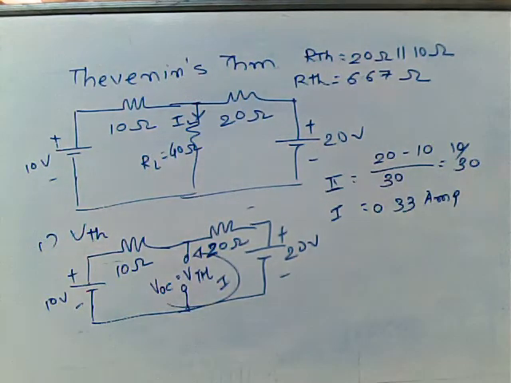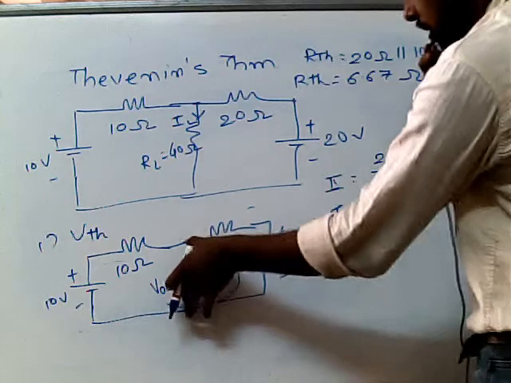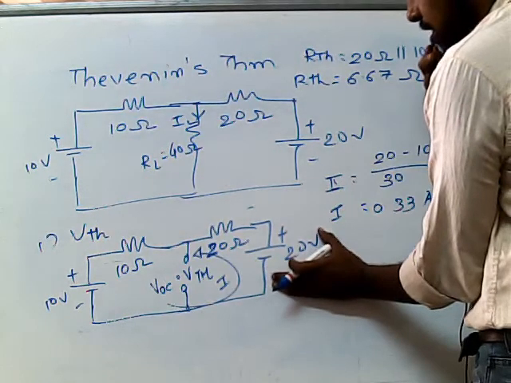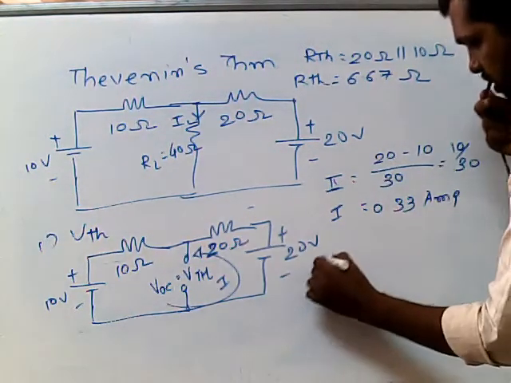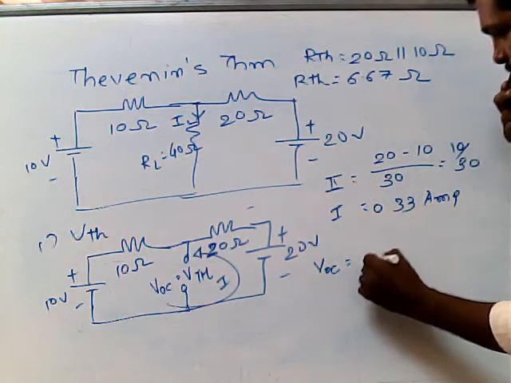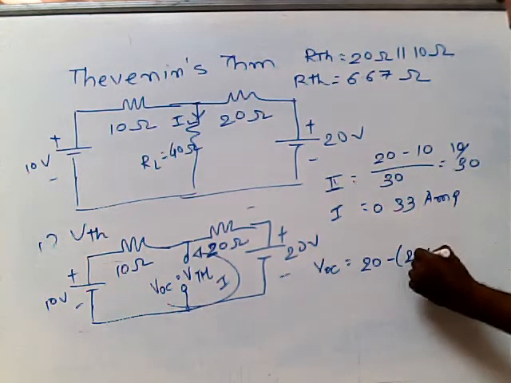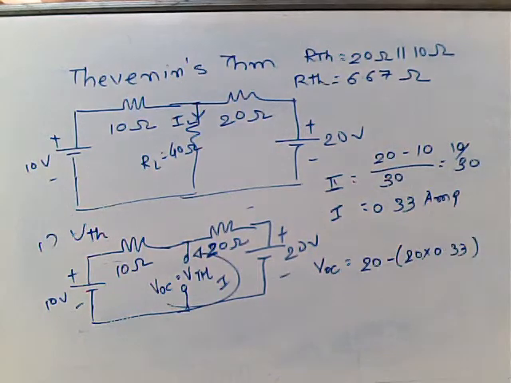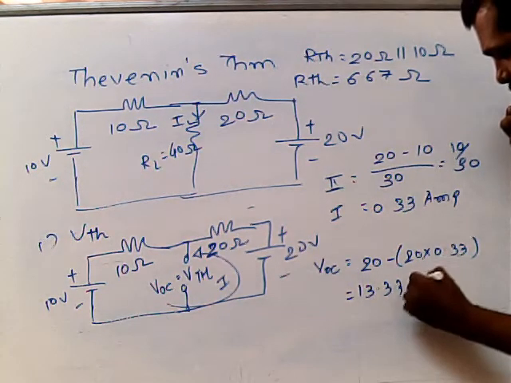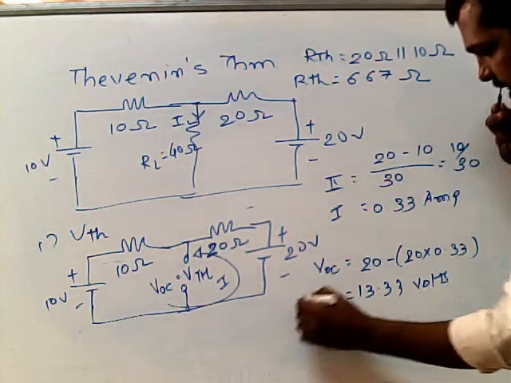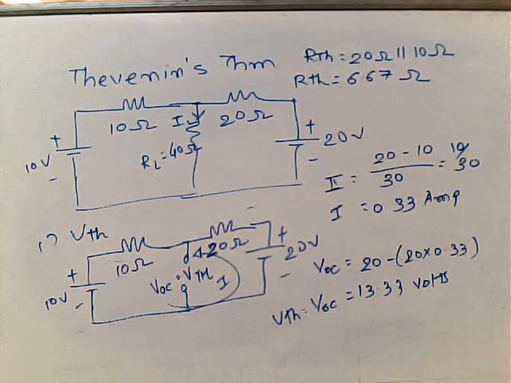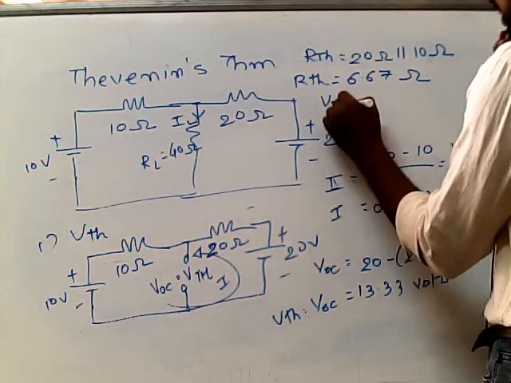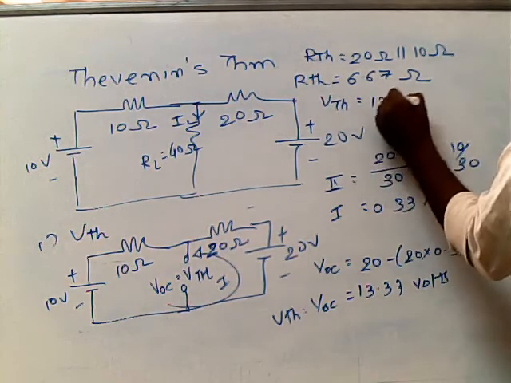Now I want to find this voltage. That is nothing but 20 minus this voltage drop. So VOC is 20 volt minus 20 into 0.33 ampere, so that will come to 13.33 volts. VOC is nothing but VTH, the Thevenin's voltage. So now we have found the second thing, that is VTH, 13.33 volt.